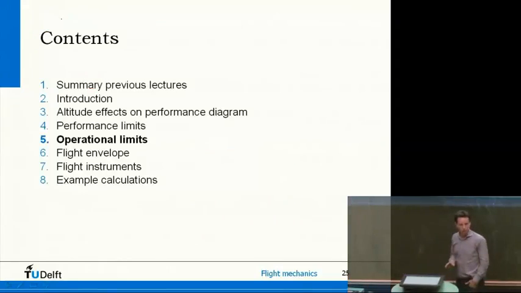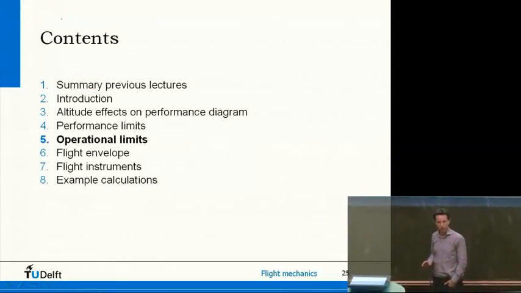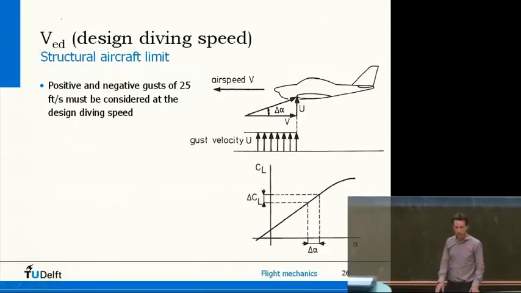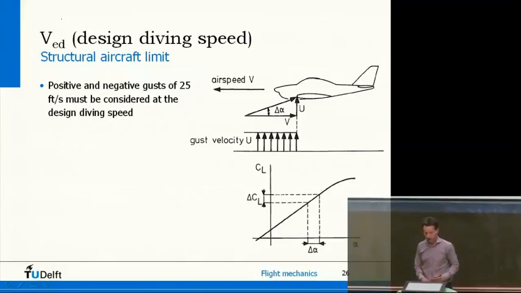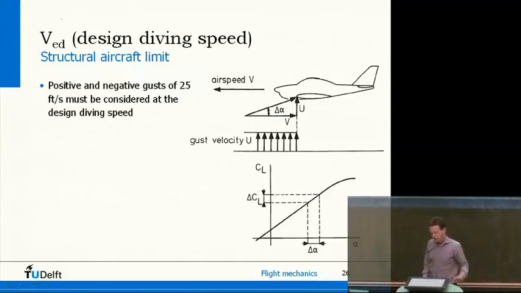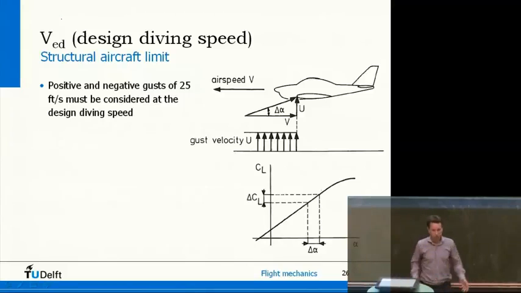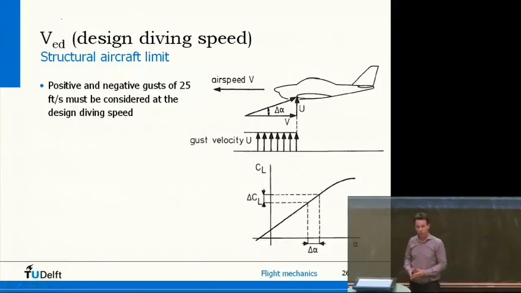So that's something I want to treat as well: some operational limits of the aircraft. These can be things related to the structure, air traffic control, and so on. There are a couple of things you have to take into account when you design an aircraft. One is that you must consider that you will encounter turbulence. This number here, 25 feet per second, is simply based on statistics. Every so many flights, you will suddenly get an upward gust of wind of 25 feet per second.